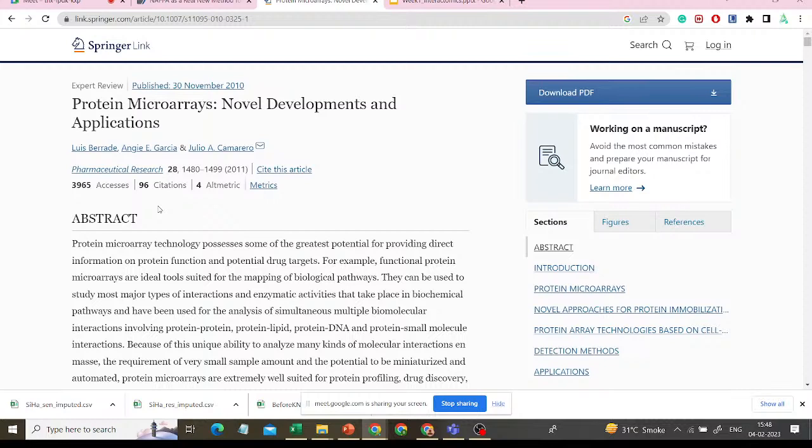I think till now we were clear about the protein microarray technology, which has the greatest potential for protein function and potential drug targets.